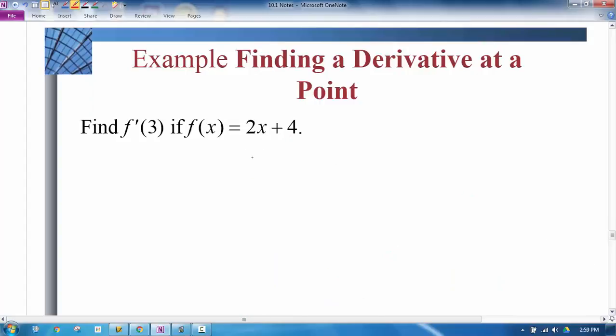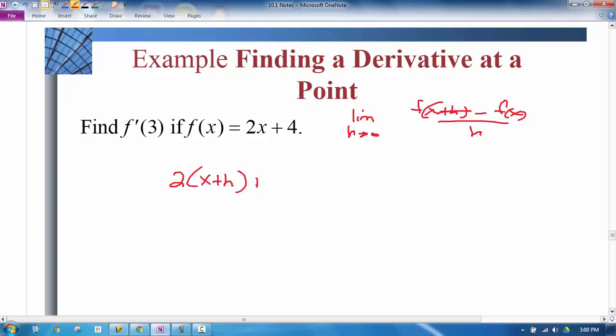So let's just do this example right here. The definition of derivative is the limit as h approaches 0 of f of x plus h minus f of x all over h. So f of x plus h in this case is going to be 2 times x plus h plus 4 minus f of x, which is 2x plus 4. I need to put that in parentheses. Make sure the negative gets distributed to both. Now I want to take the limit of that as h approaches 0.